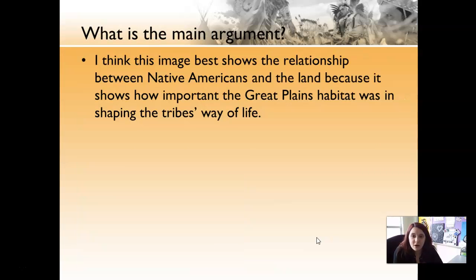So what is the main argument of that? I think this image best shows the relationship between Native Americans and the land because it shows how important the Great Plains habitat was in shaping the tribe's way of life. Remember, the main argument is my opinion, so this is my opinion on the topic.